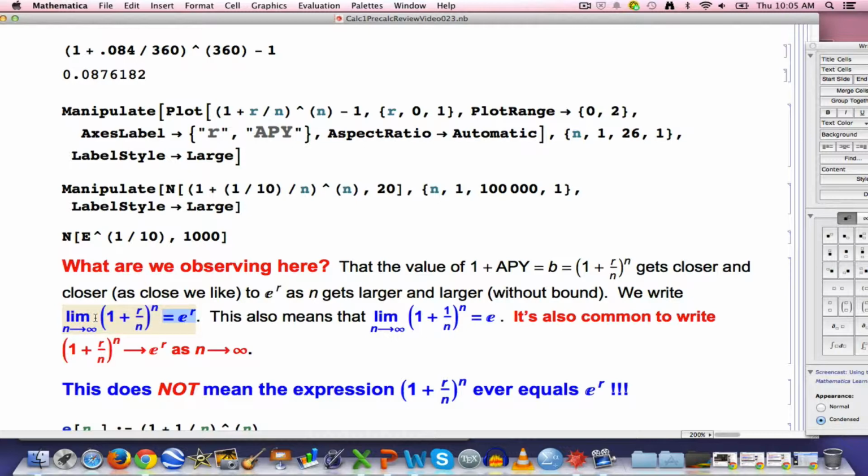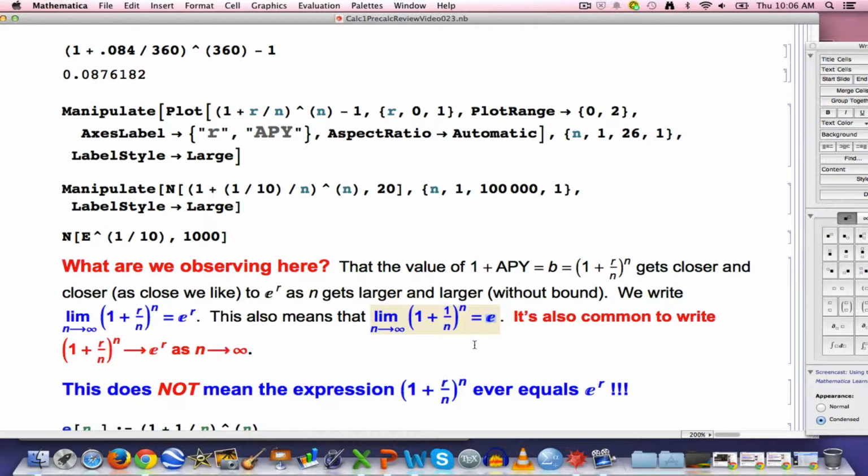You can also use approaches instead of goes to. You could say the limit as n approaches infinity. Doesn't mean infinity is a number. n is just growing larger and larger without bound. The limit as n approaches infinity of 1 plus r over n to the n power equals e to the r. Of course, if r is equal to 1, 100% interest, that also means the limit as n goes to infinity of 1 plus 1 over n to the n power equals the number e.